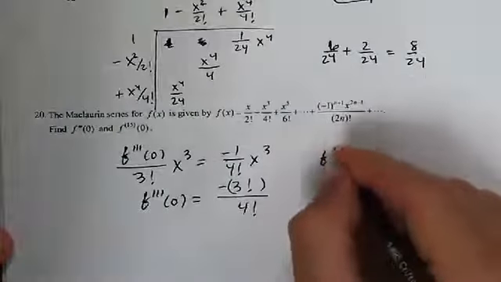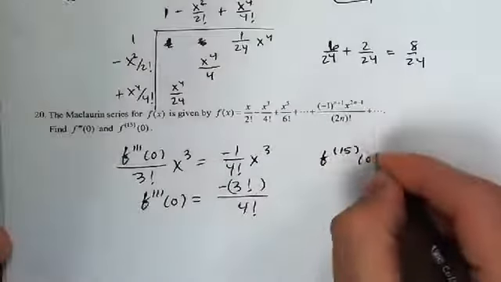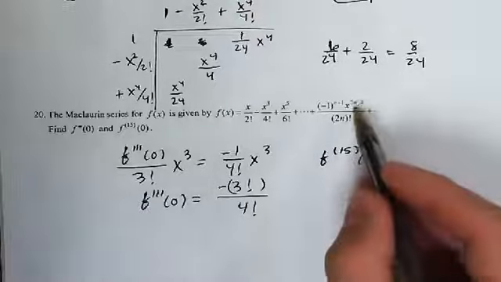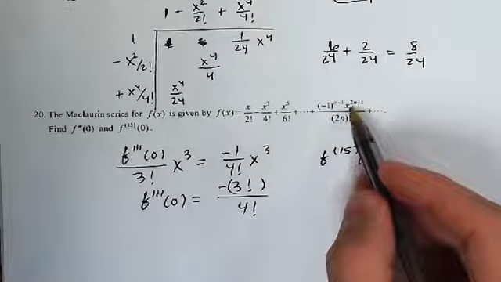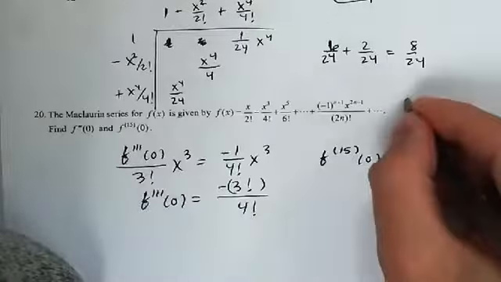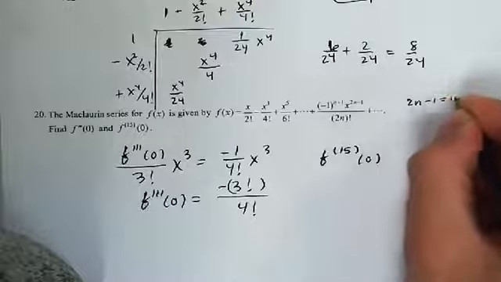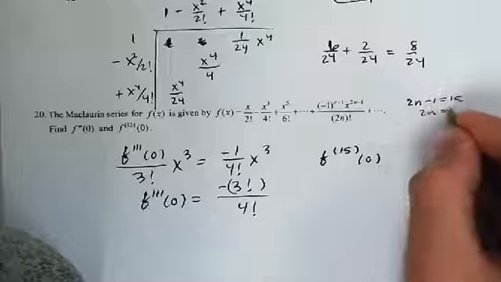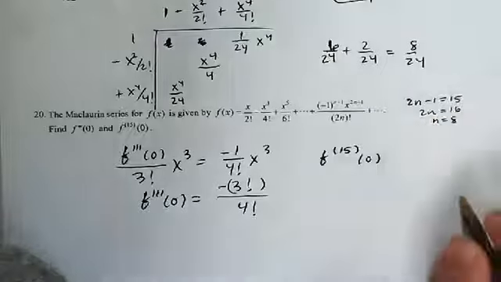F's 15th derivative is going to require a little additional analysis. I'm going to have to figure out what is the 15th power term. What n do I even have to select? Okay, so 2n minus 1 equals 15. That's when 2n equals 16. So I need to plug in n equals 8.